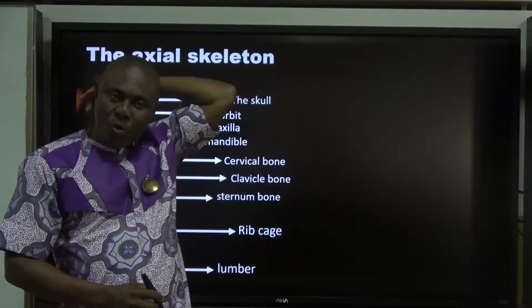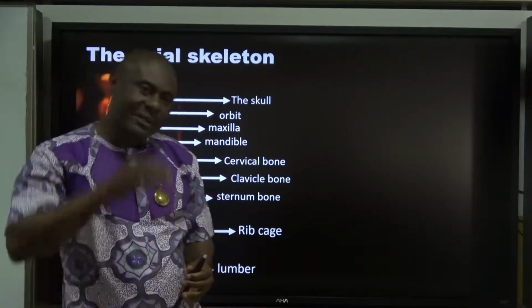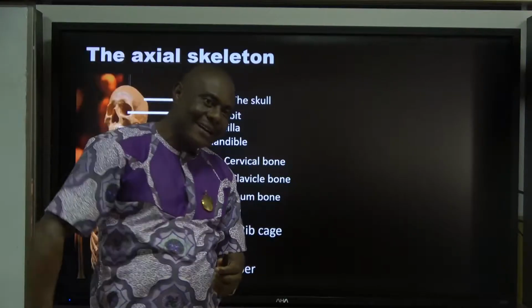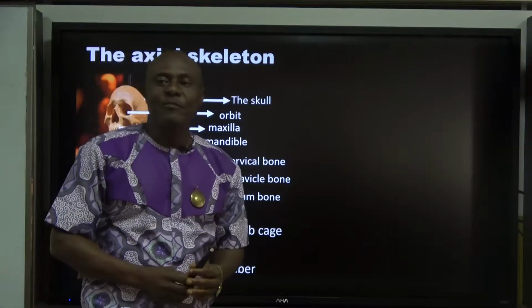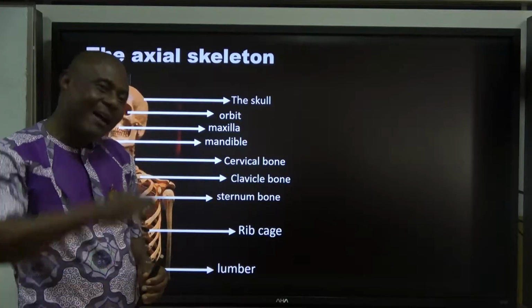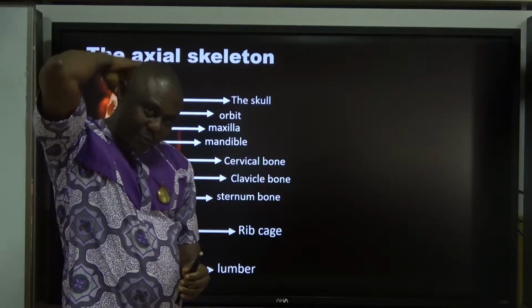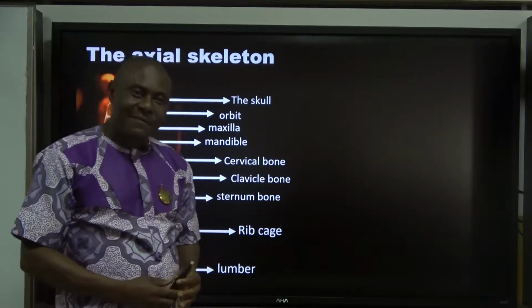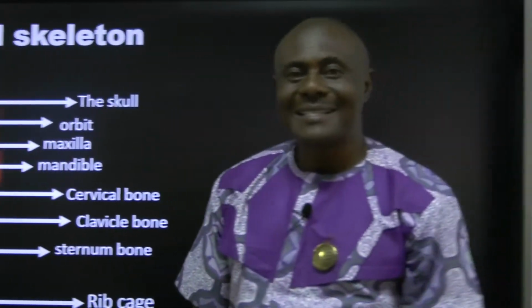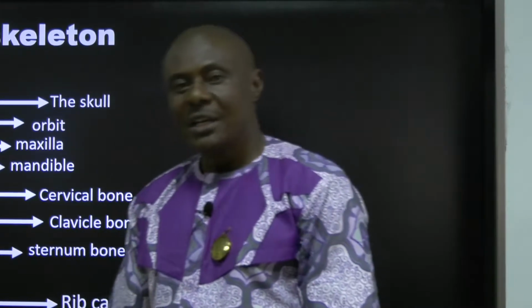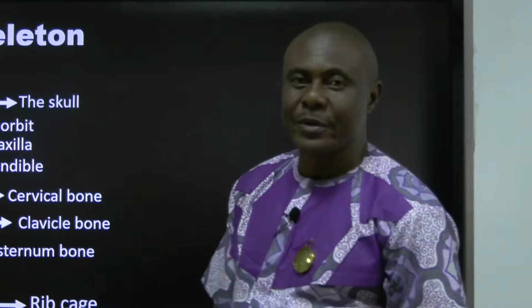There are about 5 regions of the vertebrate column, ranging from the first bone of the neck to the last bone in the waist. We have the first 7 bones of the neck, which are known as the cervical bones, the thoracic bones, the lumbar bones, the sacrum, and the caudal bones. These 5 regions give us the vertebrate column.